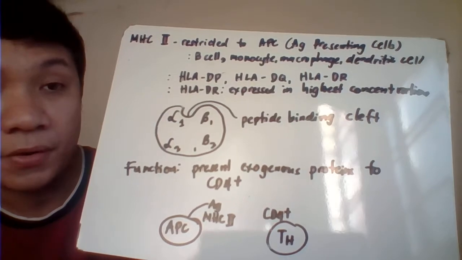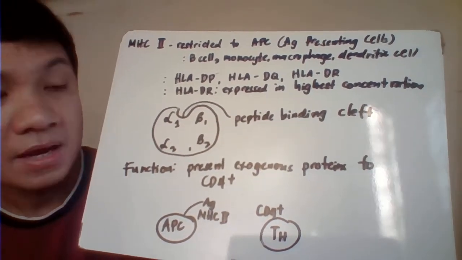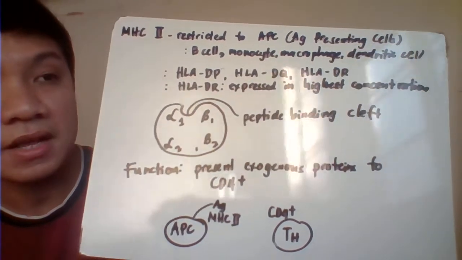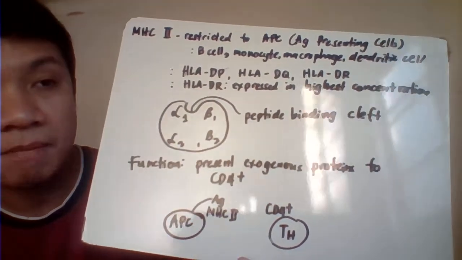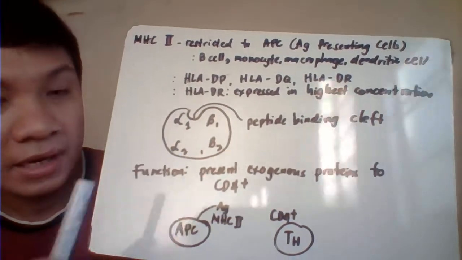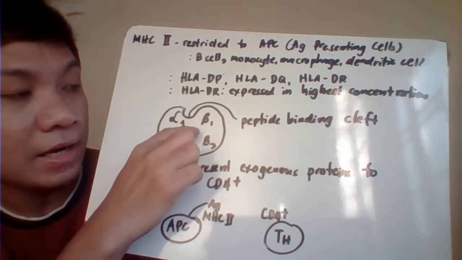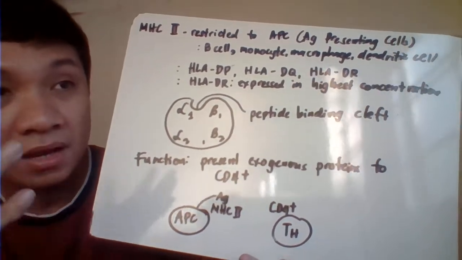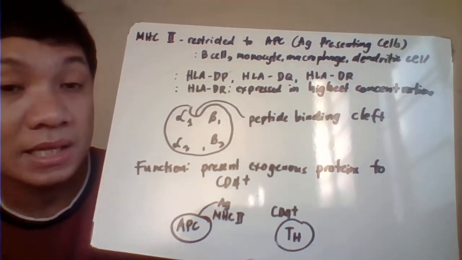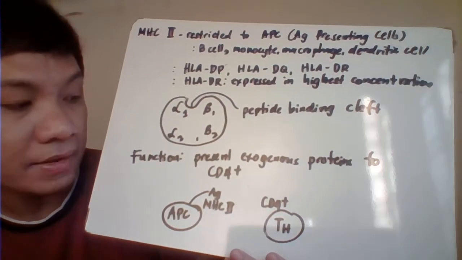Okay, we have here the structure of our MHC class 2. This is made up of your alpha globin chain divided into your alpha 1 and alpha 2, and we have also your beta globin chain divided into your beta 1 and your beta 2. Okay, and our peptide binding cleft could be found in between your alpha 1 and alpha 2. So that's the one that tries to capture the antigen and present it with our T helper, which is your CD4 positive.